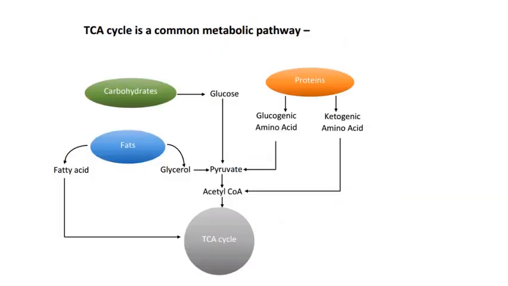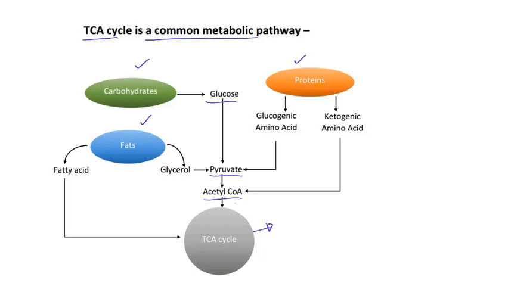You may also be asked to prove that the TCA cycle is a common metabolic pathway. Now we will learn to justify that the TCA cycle is a common metabolic pathway. It is said to be a common metabolic pathway because elements from carbohydrate, fat and protein enter into the TCA cycle. Glucose from carbohydrates is converted into pyruvate and this pyruvate produces acetyl-CoA, which enters the TCA cycle.